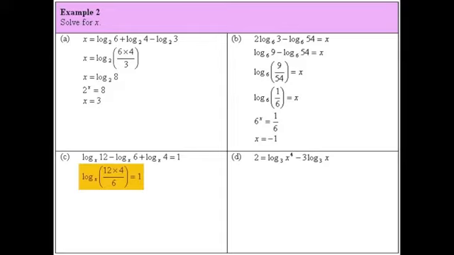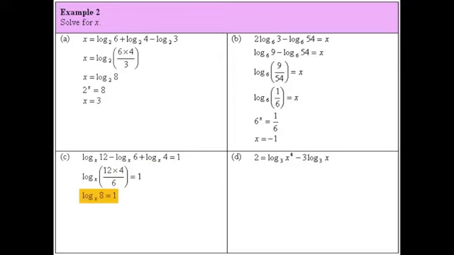Now, in question C, the unknown x is the base of all three of our logarithms. Since our bases are all the same, we can still apply our laws of logs, even though we don't know what the exact value of x is. We're going to use our first two laws of logs because our first two logarithms are being subtracted and our last two logarithms are being added. My equation can now be expressed as log base x of 12 times 4 divided by 6 is equal to 1.